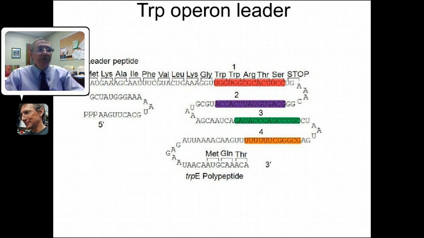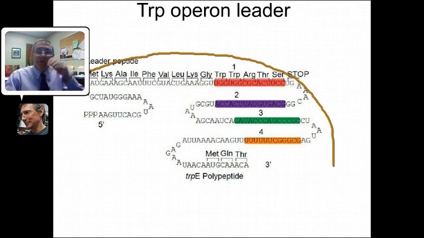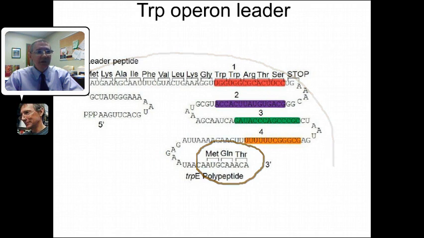This is a little stretch. This is the RNA here shown. This is a little stretch of RNA that's right after the promoter and right before we get to trp E, the first gene. So this is transcribed, and then the trp E, the actual gene there, starts afterward.